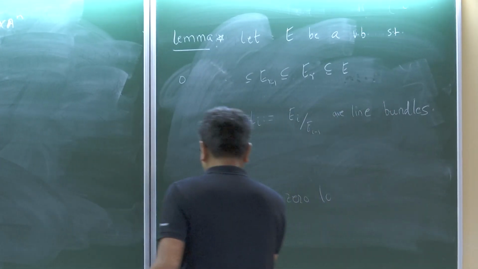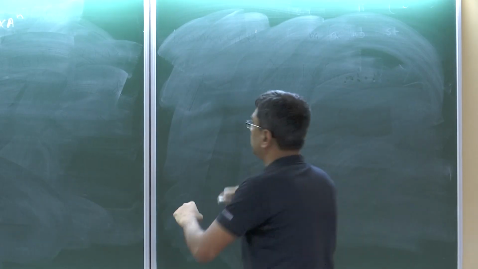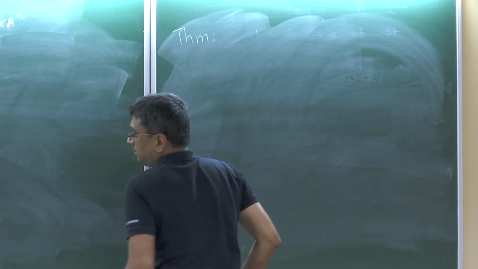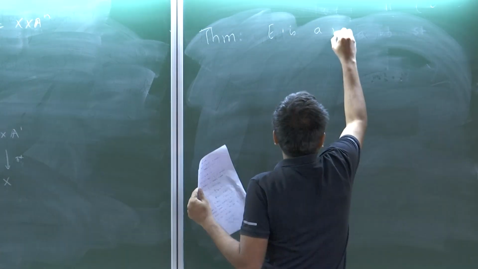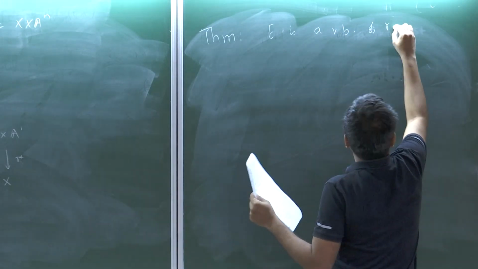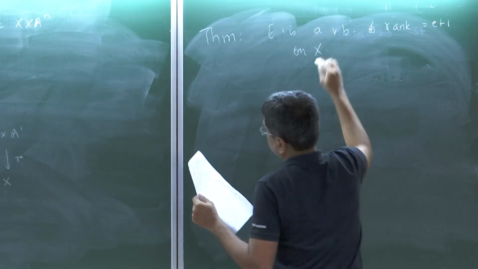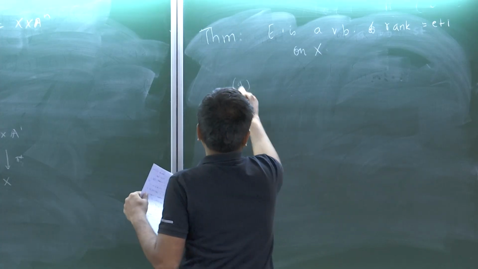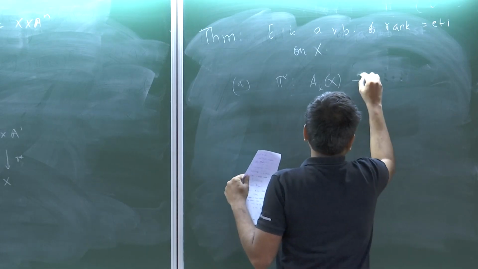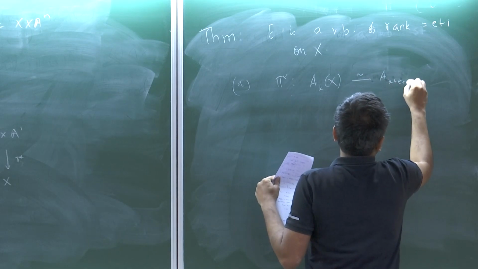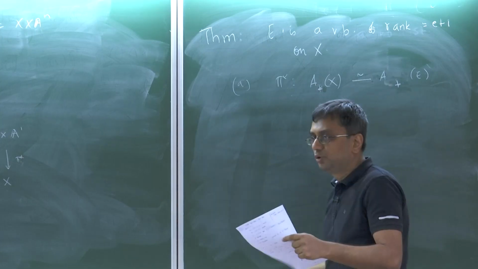So now let us go to the case when we have a vector bundle. Okay, so theorem. This is the last theorem that I want to prove today. E is a vector bundle of rank, let's say, e plus 1 on X. Then the claim is that pi upper star from A_k of X to A_(k+e+1) of E, or let me just say A star of X to A star of E, is an isomorphism. The pullback is an isomorphism.